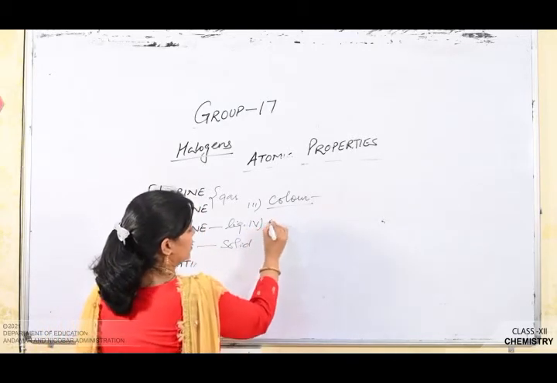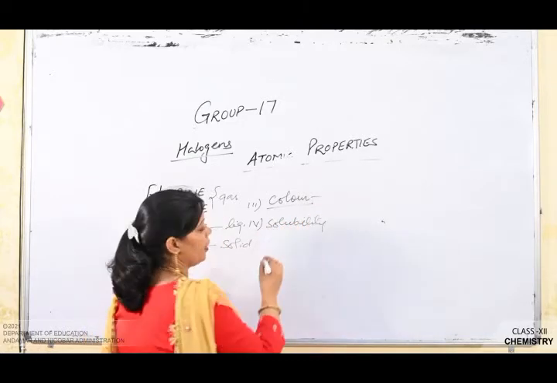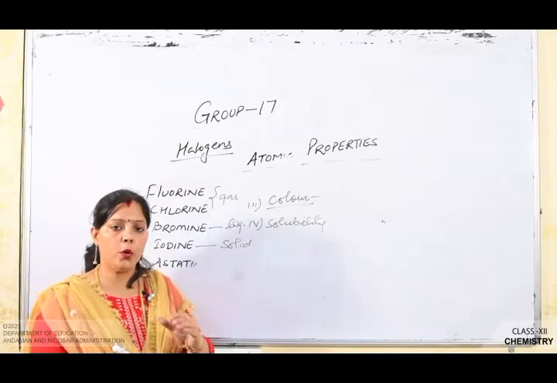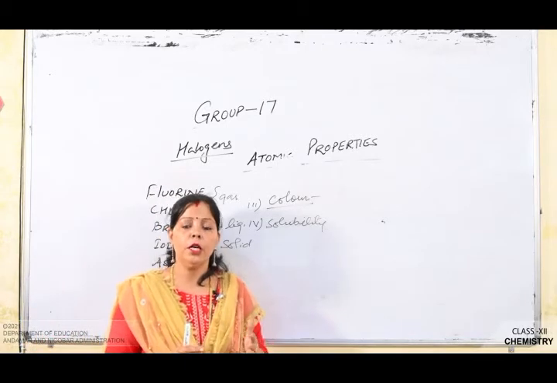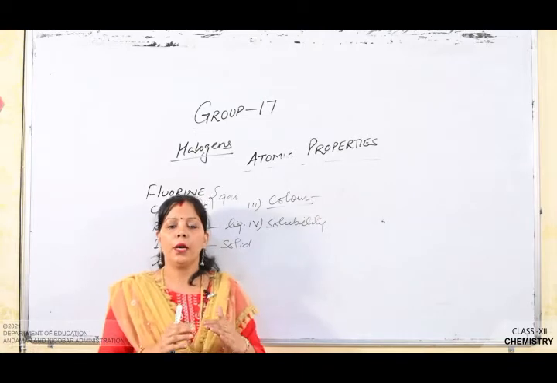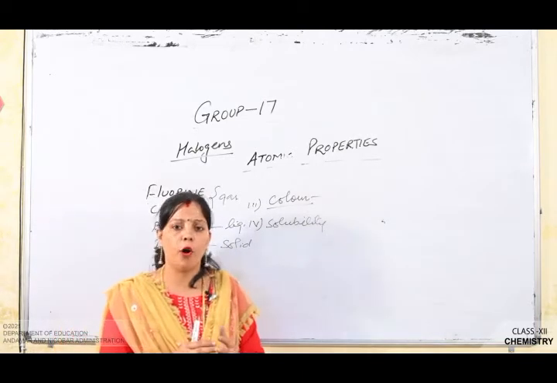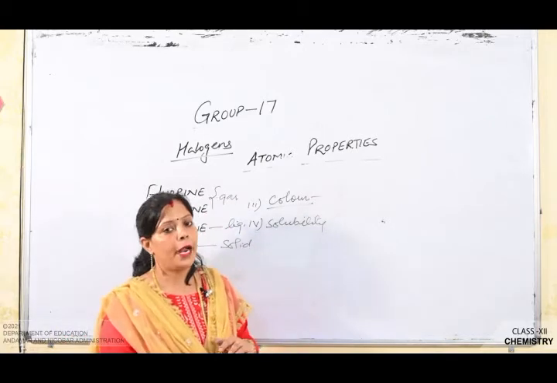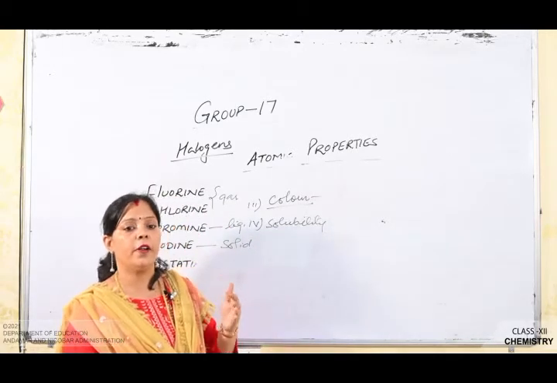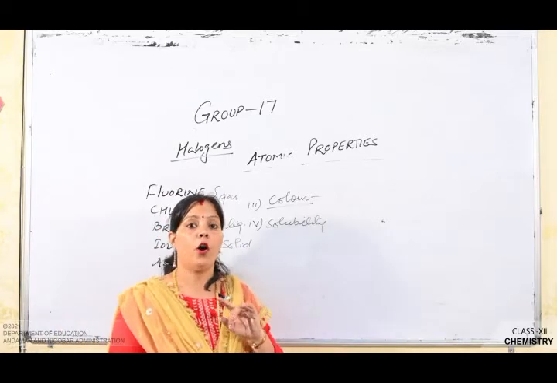After the color, the next is the solubility. So children, fluorine and chlorine easily react with water. Bromine and iodine are sparingly soluble in water but highly soluble in organic solvents like chloroform, carbon disulfide and hydrocarbons to give different types of colored solutions. Next is the enthalpy of dissociation.